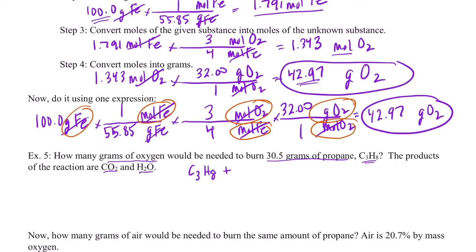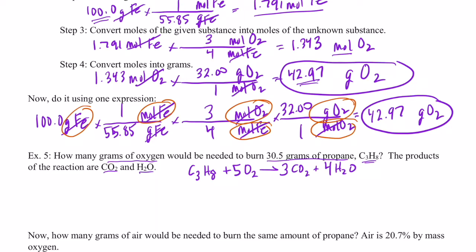C3H8 plus O2 reacts to form CO2 and water. Put a 3 in front of CO2 to give me 3 carbons on both sides, a 4 in front of water to give me 8 hydrogens on both sides, and a 5 in front of oxygen to give me 10 oxygens on both sides. So that equation's balanced.